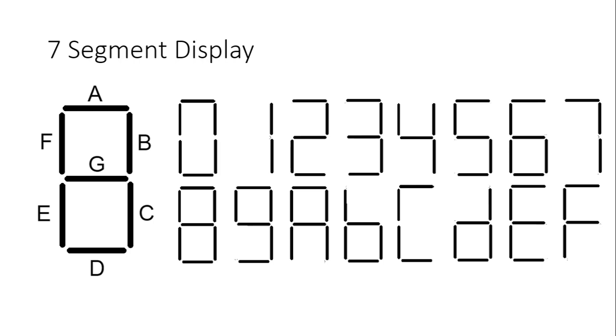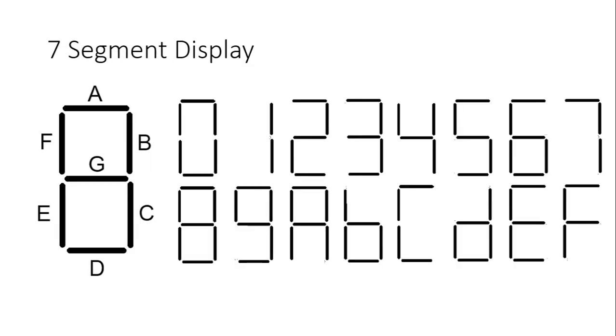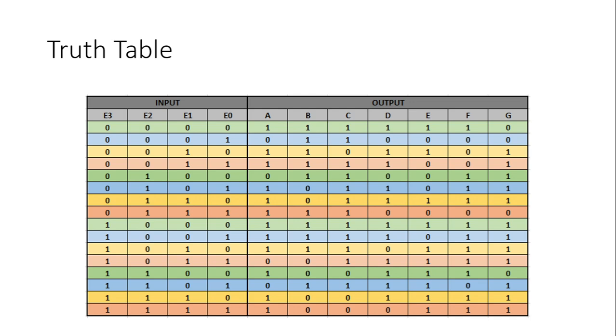For our system, we will have 4 inputs, each representing a binary digit. The most significant bit will be called E3, and the least significant bit will be called E0. The outputs will be the segments of our display. A value of 1 means the segment will be on, and a value of 0 means it will be off. For example, if we look at the number 0 in the binary input and analyze the output, we will see that on the display, all LEDs will be lit except for the G segment, which is the only one with a 0 value in our table.